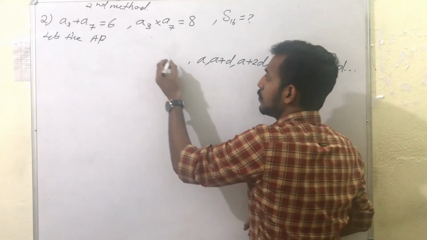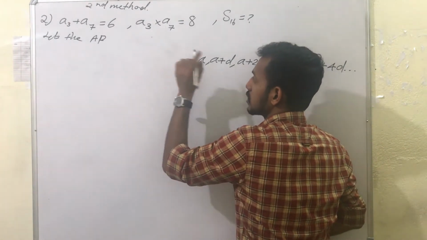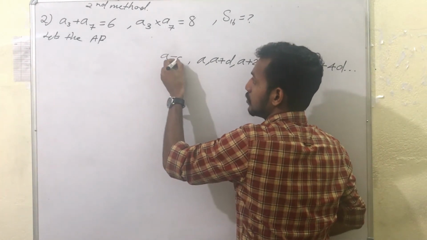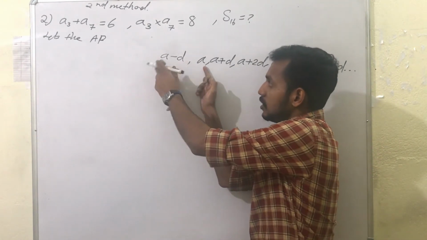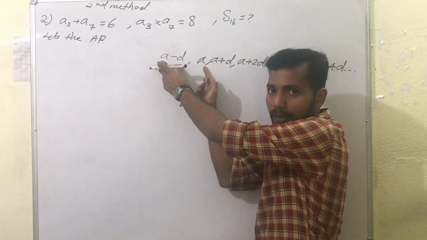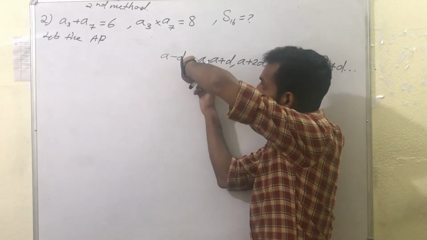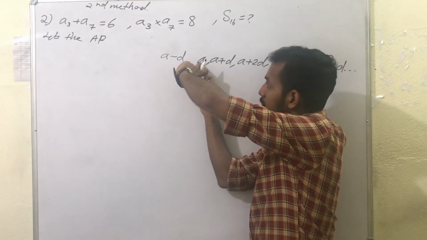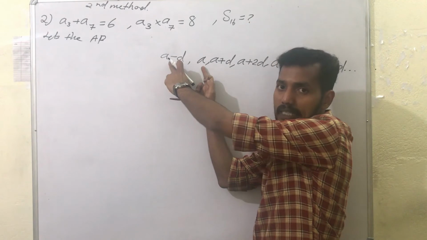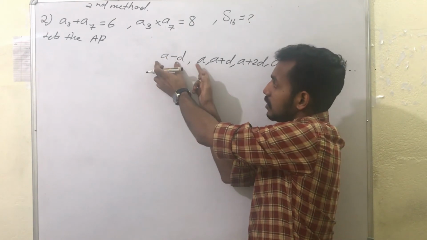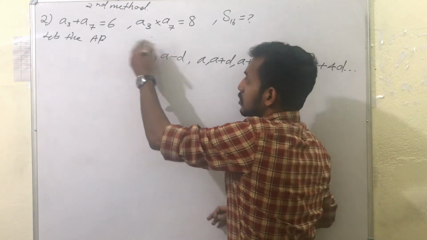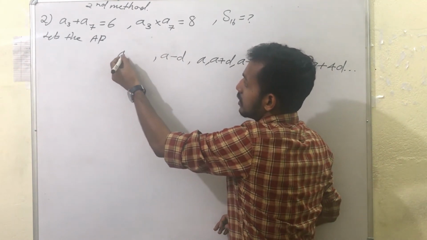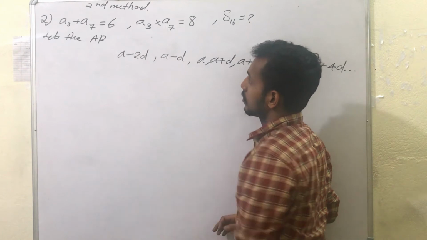But if you consider A as a middle term and make another term A minus D, alright? If you consider this as the second term, then this will be the first term, because when you subtract D from the succeeding term, you will get the preceding term. So A minus D, then when you add D, you will get A here. Similarly, the next term will be A minus 2D. Alright.